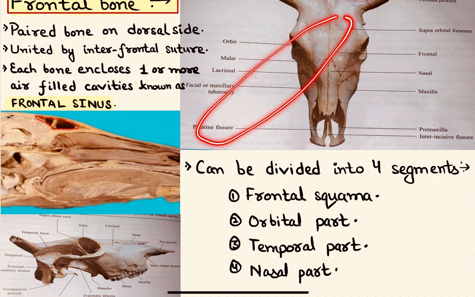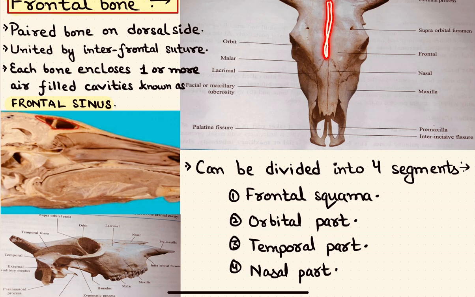The animal's head would be present like this, so this is the dorsal side where the frontal bones would be present. They are united by this plain suture, which is known as the interfrontal suture. The interfrontal suture on the dorsal side articulates these two frontal bones with each other. Each frontal bone encloses some cavities like this. These are air cavities that reduce the weight of the skull, and these cavities are known as frontal sinuses because they are present in the frontal bone.